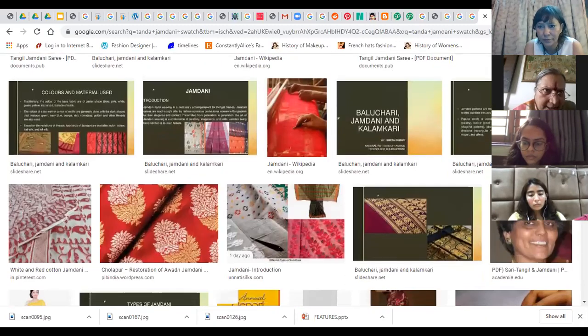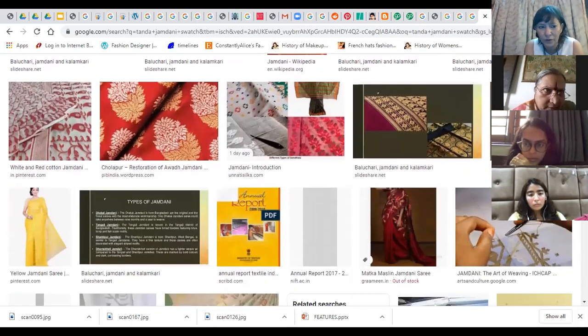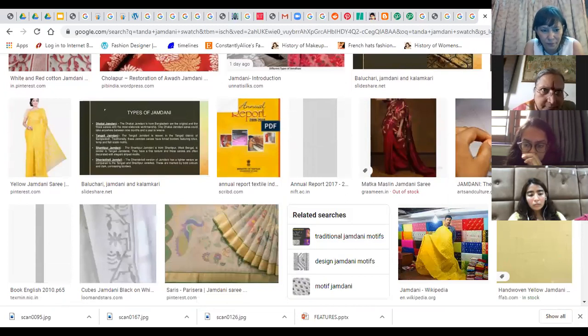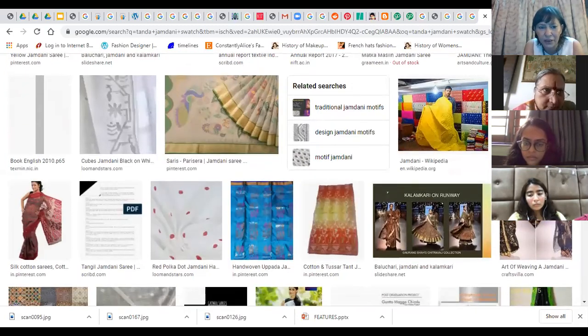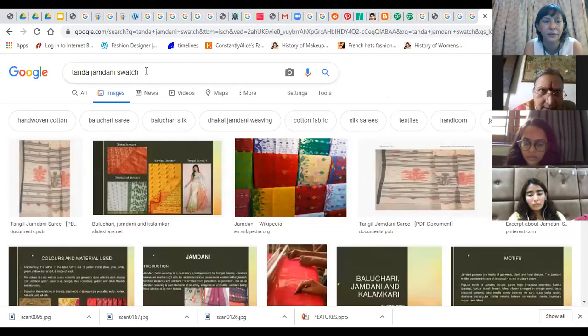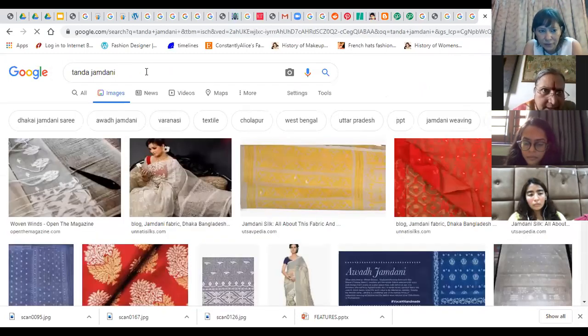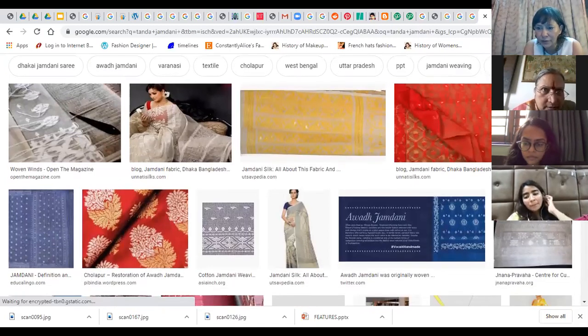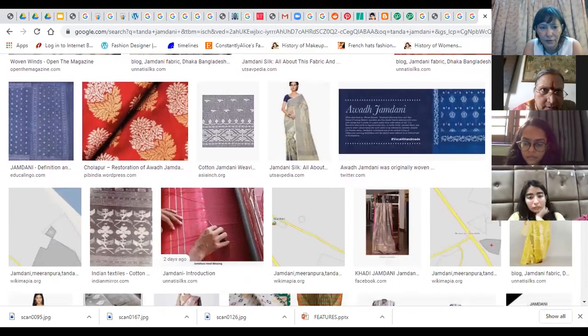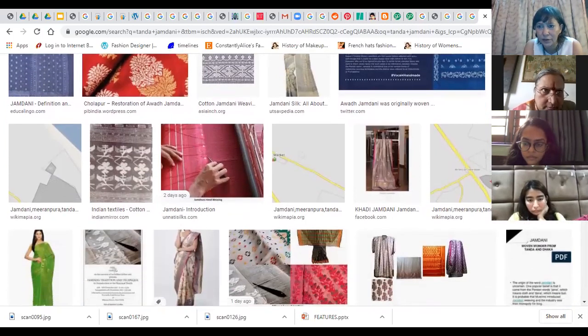Why are you writing swatch? Just write Jamdani, Tanda Jamdani. So then we get only one sari. None of these are Tanda Jamdanis. These are all Jamdanis coming up. Go higher. Is this white on white?